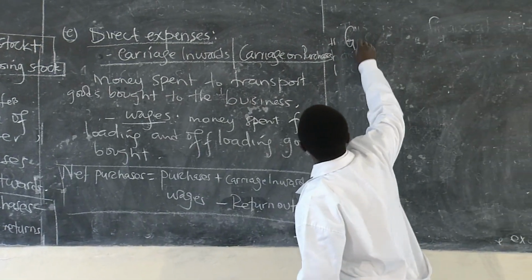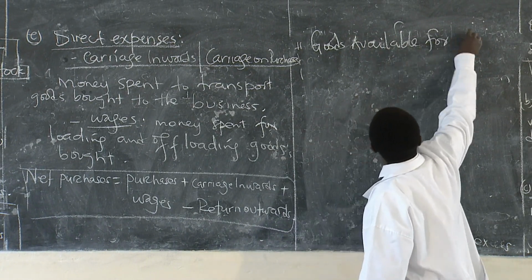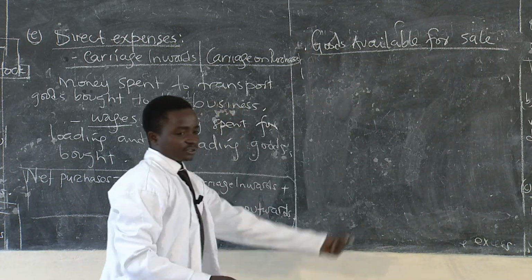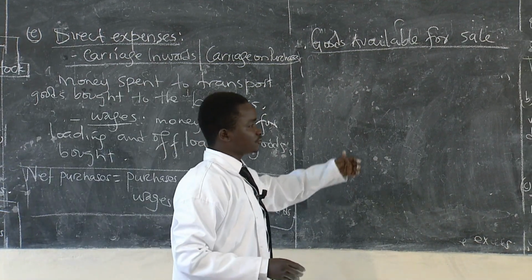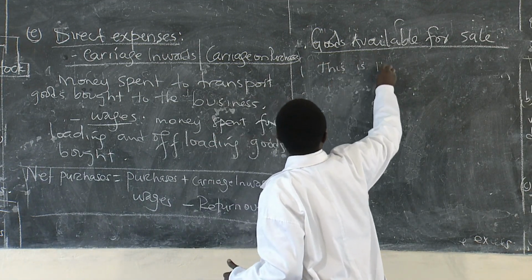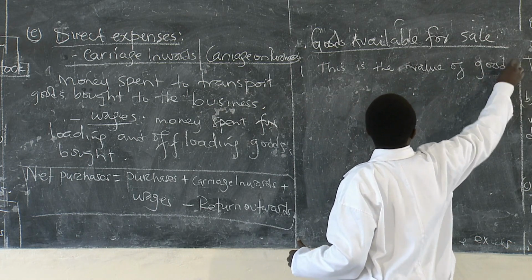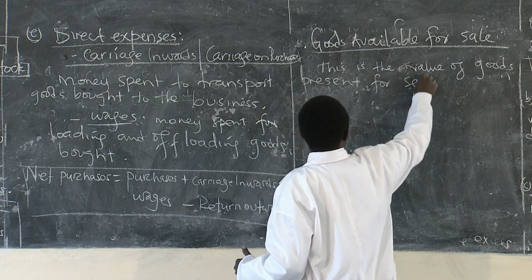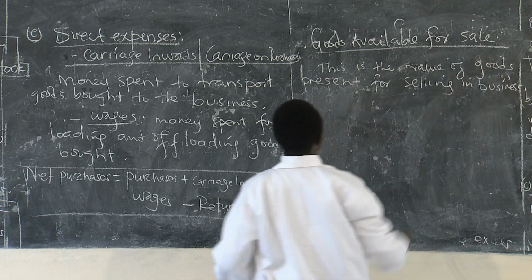Then I want us also to look at what you call goods available for sale. With goods available for sale, as we all know, goods are available for sale. This is the amount of goods, the amount of stock that is there for selling in the business. So this is the value of goods present for selling in the business. So how do you get it?